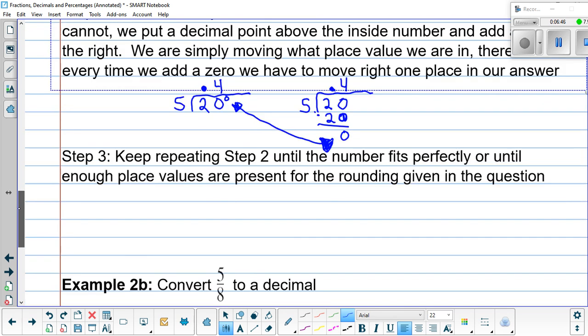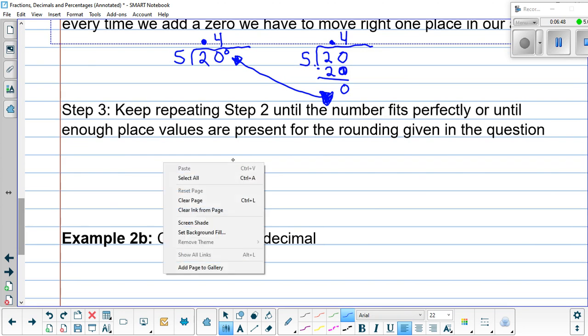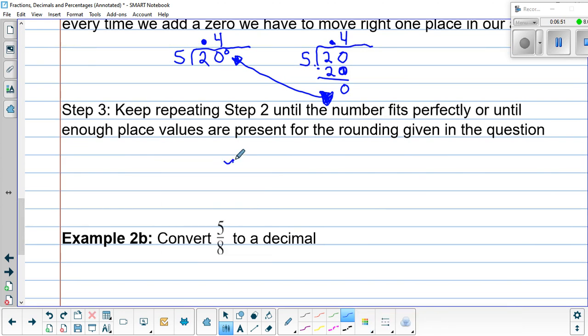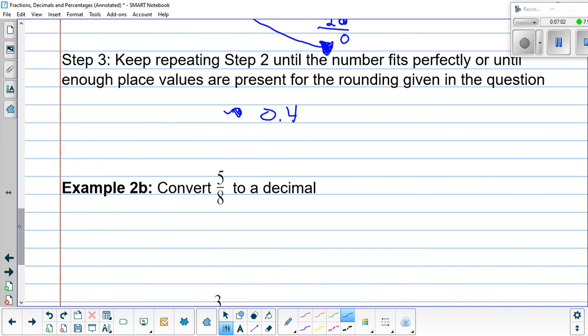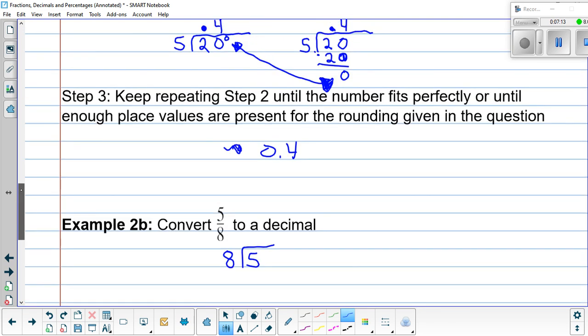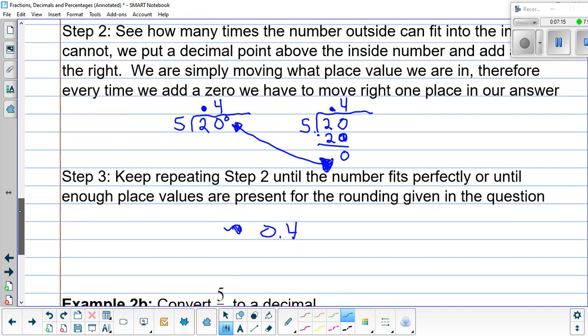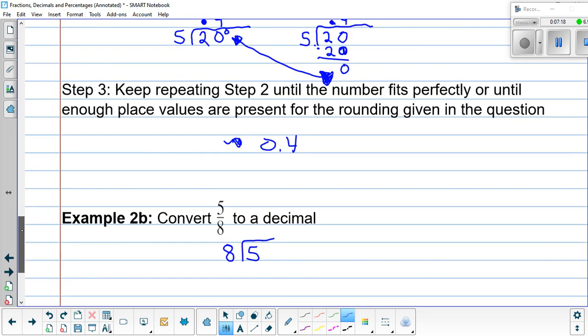So here, they just ask us to put a value, right? So we're putting 0.4. Correct? So let's look at this one right here. We're converting 5/8 to a decimal. So we're doing 5. I want to see how many times you can fit 8 into 5. Well, can it? No. Right? It's a bigger number. It can't go in.